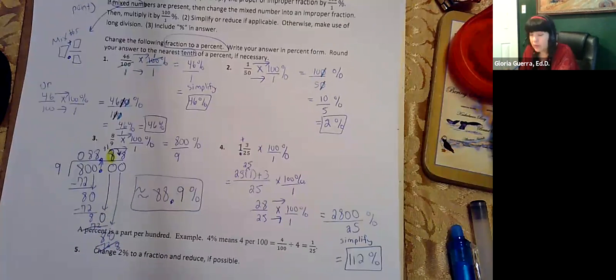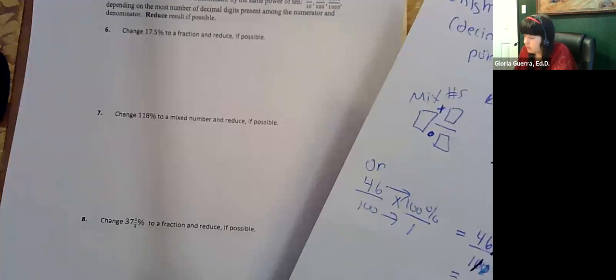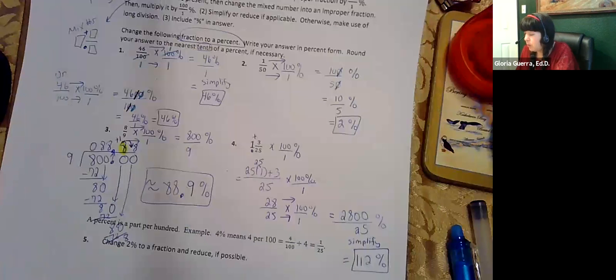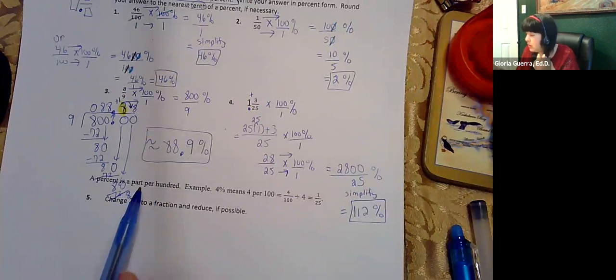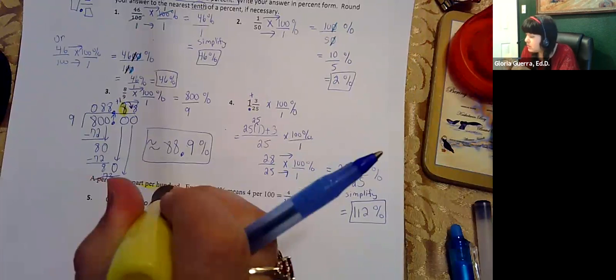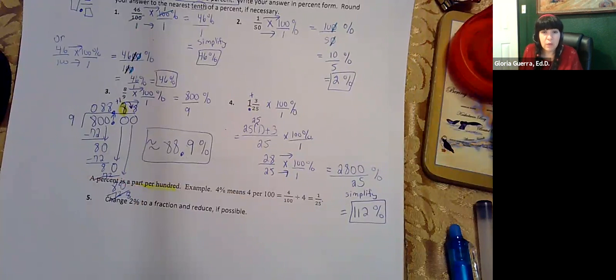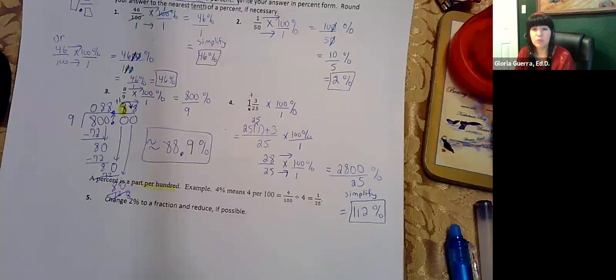Okay, now 5 through 8 are different. Here, the directions now say that a percent is a part per 100. That's by definition a percent. And the example they have is, let's say 4%. 4% means 4 per 100. So they have 4 over 100, and then they can reduce that by 4. 4 divided by 4 is 1. 100 divided by 4 is 25.